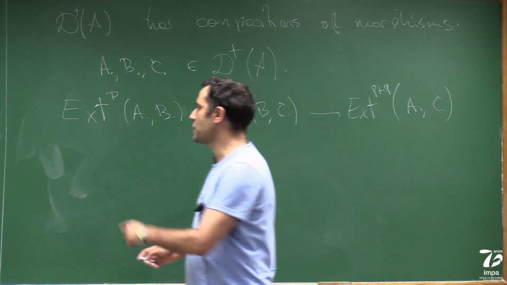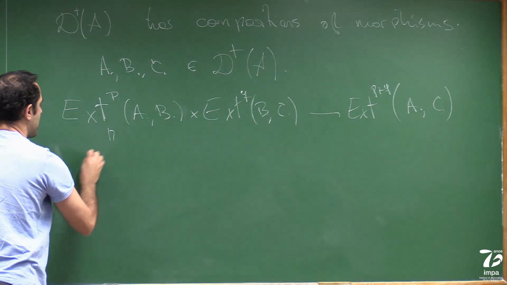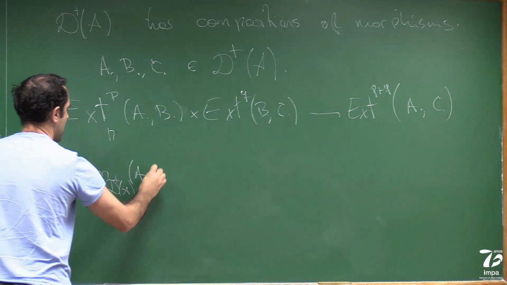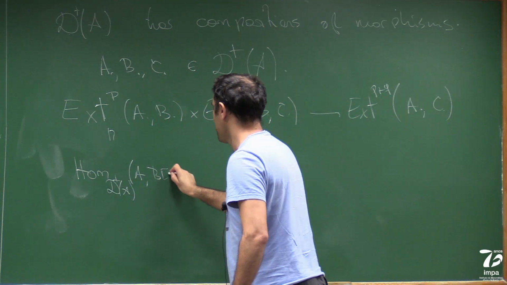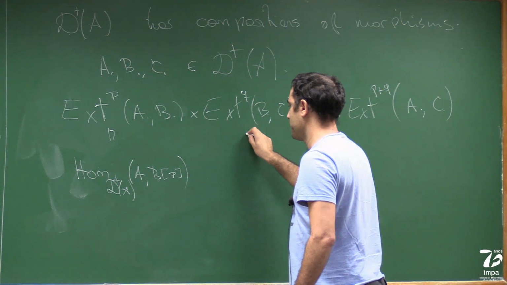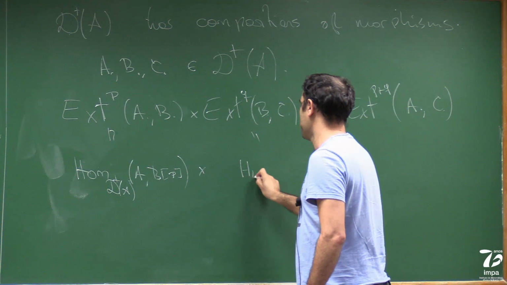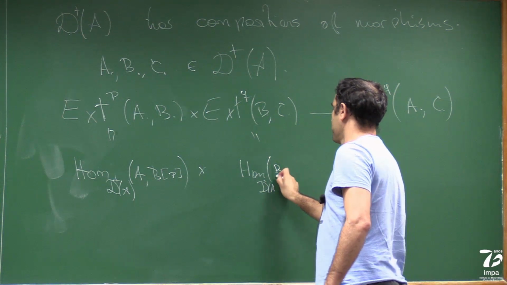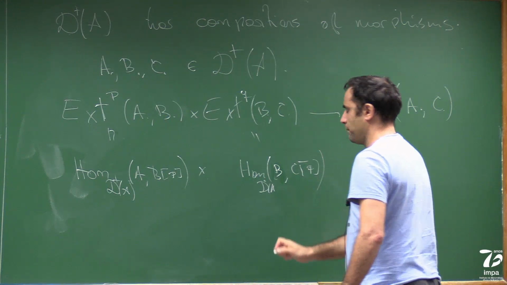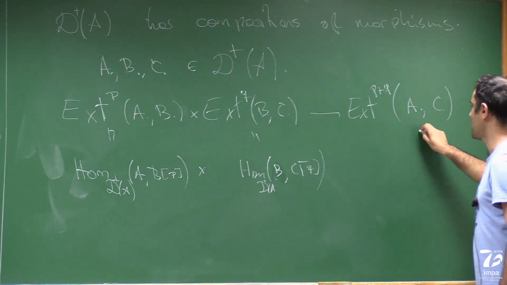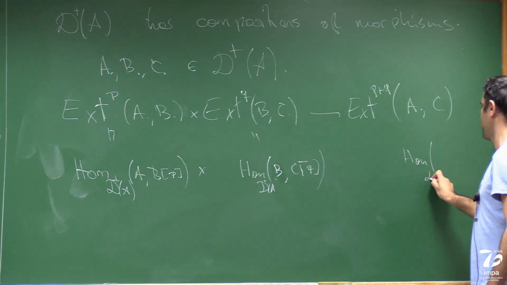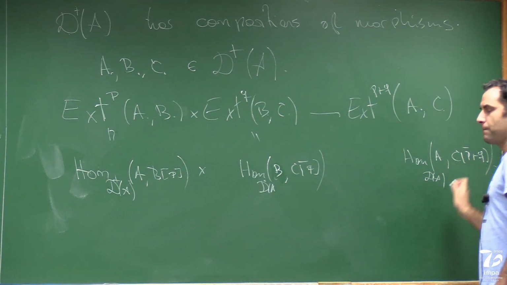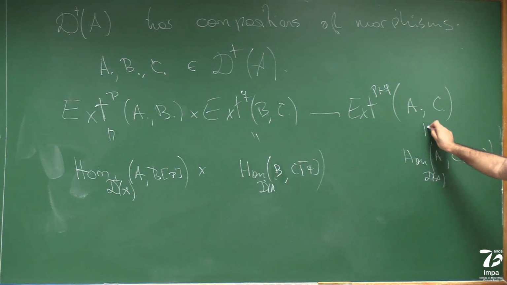Suppose that you have some object here. So then this guy is Hom in the derived category between A and B, I'm not going to write these dots, shifted by P. This thing here is Hom in the derived category between B and C shifted by Q. And this thing here is Hom in the derived category between A and C shifted by P plus Q. So these are all isomorphisms.